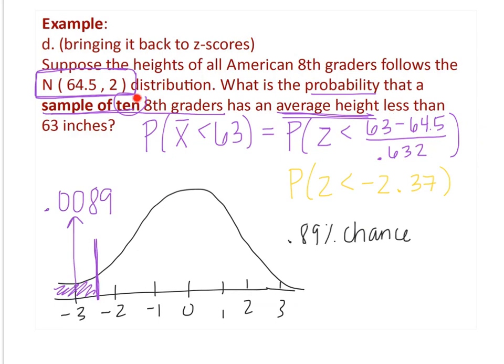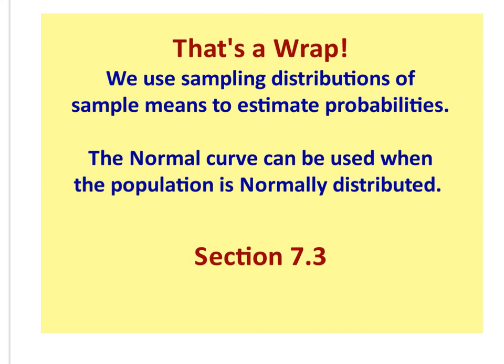So the bigger my sample, the more extreme being below certain values or being above certain values is going to be. The bigger my sample, the harder it is to stray from my mean, meaning it's much more rare or a much smaller probability. So that's a wrap. We use sampling distributions of means to estimate probabilities, and the normal curve can be used when the population is normally distributed. So this is section 7.3 in your textbook.